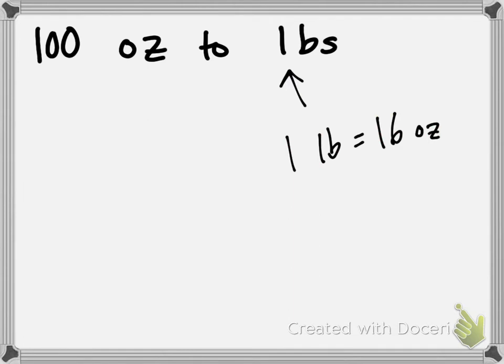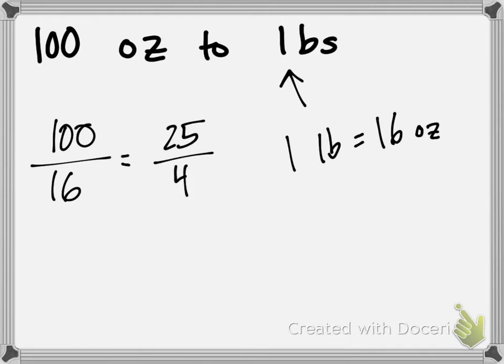Here, 100 ounces to pounds. 1 pound is 16 ounces. So we need to divide 100 by 16. I can simplify them first by dividing them both by 4. And I get 25 over 4.